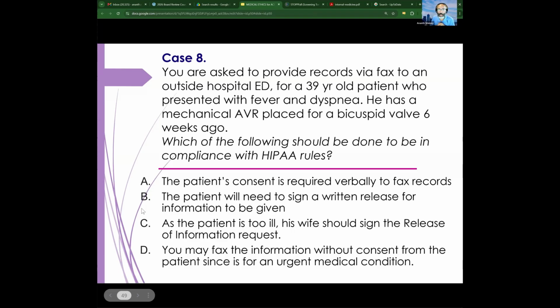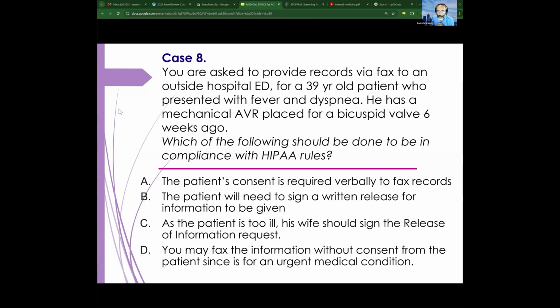So for case number 8, you are asked to provide records via fax to an outside hospital ER for a 39-year-old patient who came in with fever and dyspnea. They had a mechanical valve replacement for a bicuspid valve a month and a half ago. Which of the following would be in compliance with HIPAA rules?